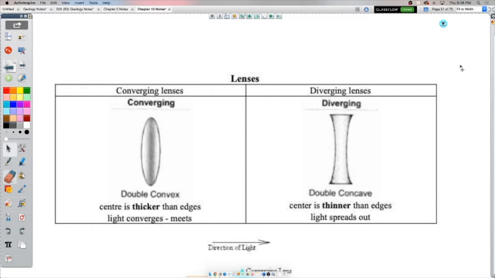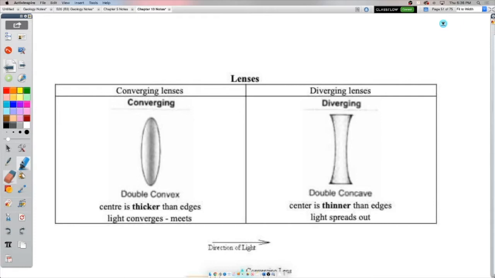So lenses in some sense work the same way as mirrors. They work by changing the direction that light is going to travel. It's just that mirrors work through reflection, while lenses work through refraction. So what is a lens? It's just a piece of material with a higher refractive index than air, so that when light goes through it, it gets bent.